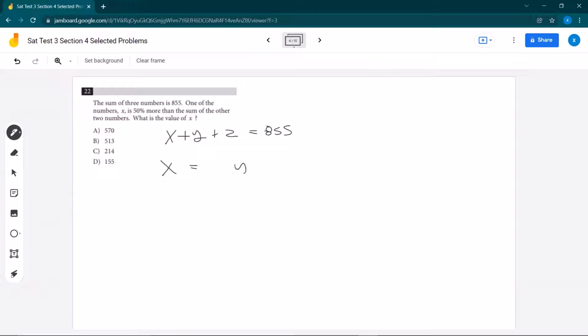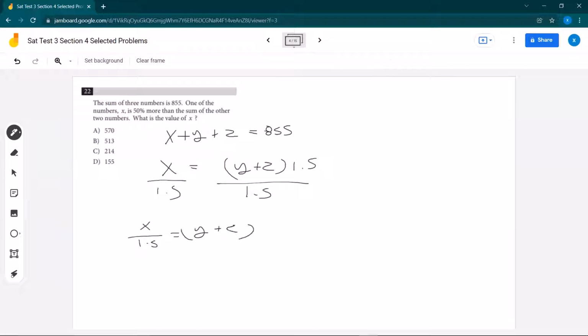We have y plus z. And x is 50% more, so it's 1.5 times this, because it's not 1% of this, it's 50% more than the sum of these other numbers. Great. So now we want to find the value of x. Well, how do we do this? The sum of 2 numbers is this. This is this. Well, we know that x divided by 1.5 equals y plus z. So x over 1.5 equals y plus z.